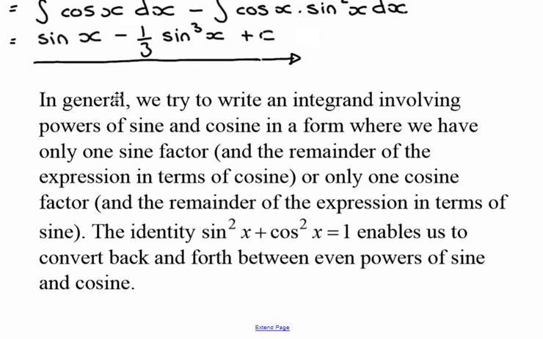So in general, we try to write an integrand, remember, the integrand is the function that's being integrated, involving powers of sine and cosine in a form where we have only one sine factor. We want to see that one sine factor, very important. And the remainder of the expression must be in terms of cosine, or only one cosine factor, but then the remainder of the expression must be in terms of sine. And this identity enables us to convert back and forth between even powers of sine and cosine.